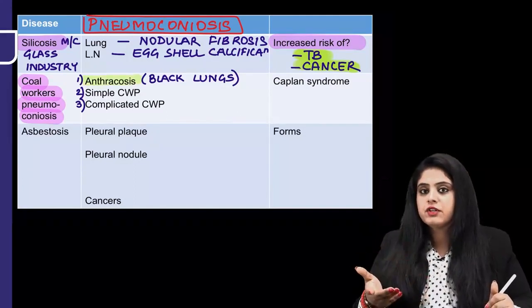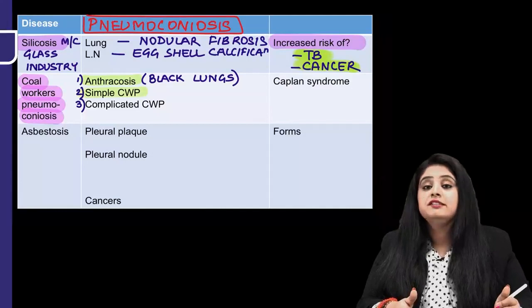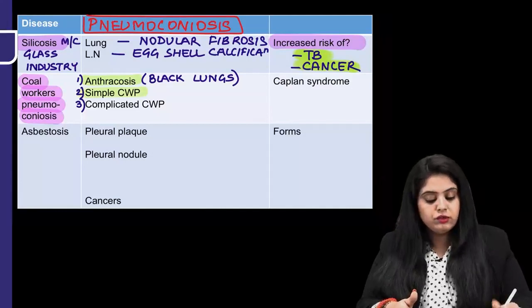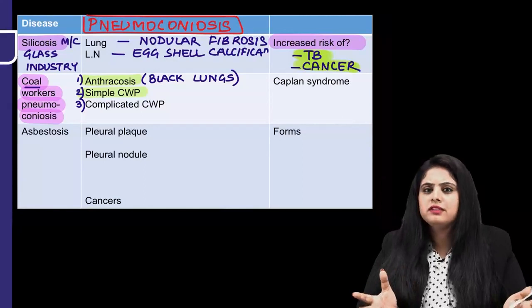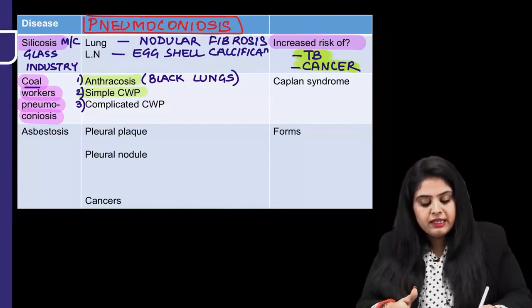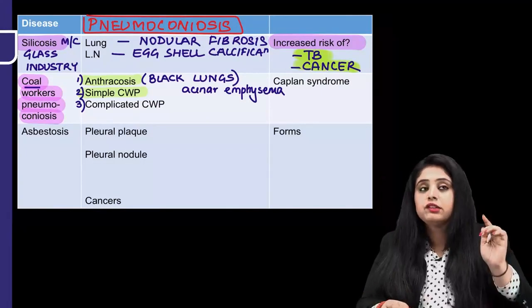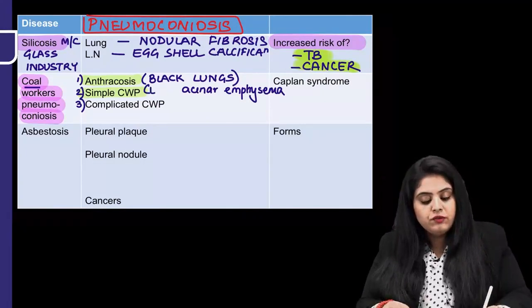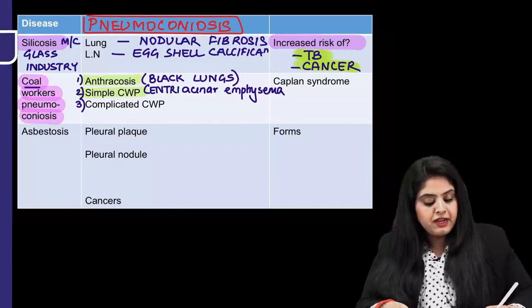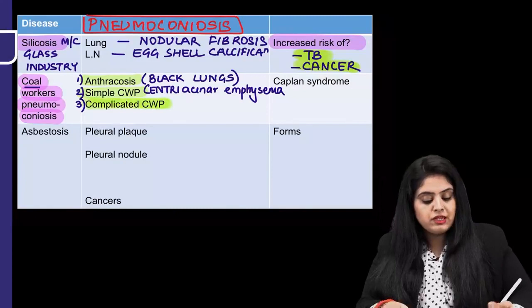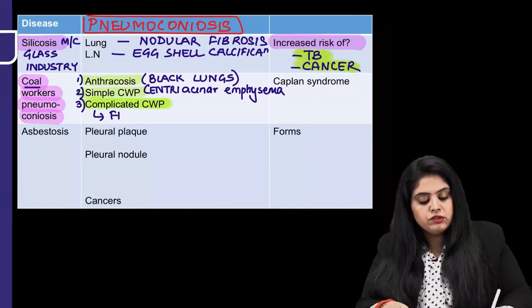After 5-10 years of working in the industry, he develops simple coal workers pneumoconiosis. So think, coal, smoke. Coal is nothing but smoke. So if I say there is some emphysema that is going to occur over here, which emphysema will you label it? Centriacinar emphysema. With smoking, which one? Centriacinar or panacinar? So you'll say smoking, the S sound. So we will write centriacinar emphysema that will occur over here. Finally, after 5-10 more years, the patient has complicated coal workers pneumoconiosis, which basically results in fibrosis.